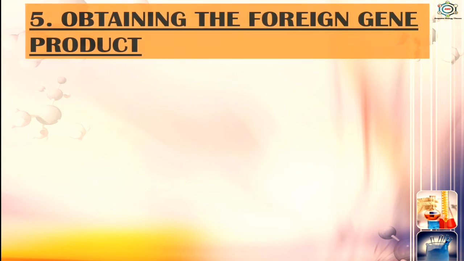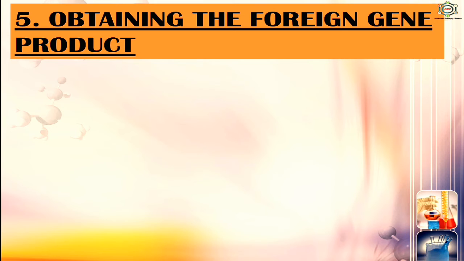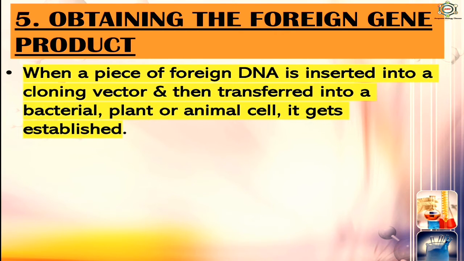So this is all about the insertion of recombinant DNA into the host cell or organism. Now, the fifth step is obtaining the foreign gene product. So what is this? When a piece of foreign DNA is inserted into a cloning vector and then transferred into bacterial, plant or animal cells, it gets established.